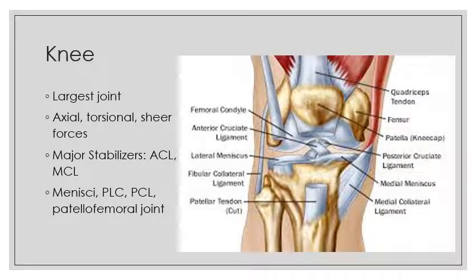We go down to the knee, which is a pivotal hinge joint, the largest joint in the body, and it bears tremendous axial loads as well as torsional and shear forces. So the major stabilizers would be your ACL and your MCL, the menisci, the posterolateral corner, as well as your PCL and patellofemoral joint, which also help in the stability of your knee joint.